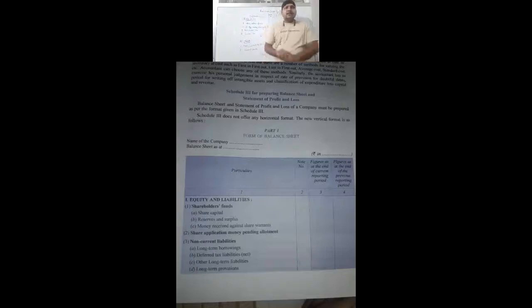So you can see that the first heading is equity and liability. In this, the first heading is shareholder funds. How many subheads are there in shareholder funds? The three things: share capital, reserve and surplus, and money received against share warrants.